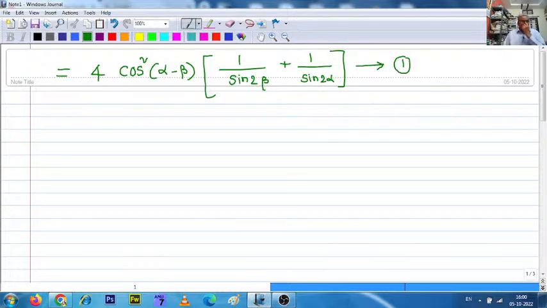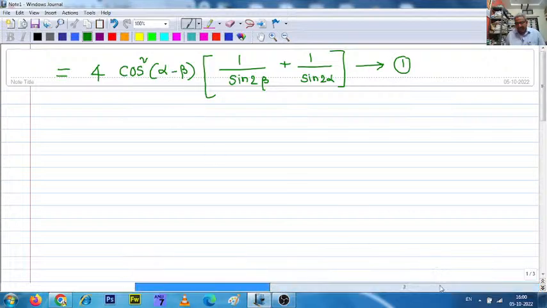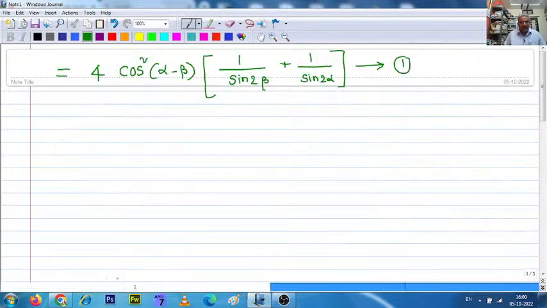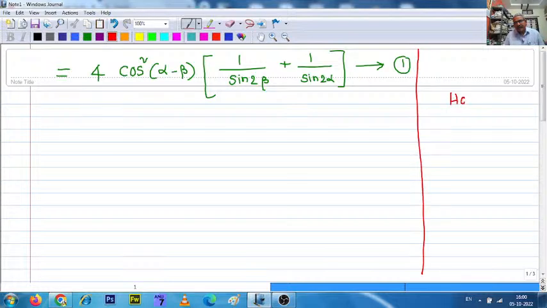So now we know the cos of alpha minus beta. You check now. The cos of alpha minus beta is given, that is 2 by 3, no problem. But what do we need to find out here? Here one question will arise. How to find this sin 2 alpha and sin 2 beta? Then the problem will be solved. So how to find sin 2 alpha and sin 2 beta? Let us find out sin 2 alpha.